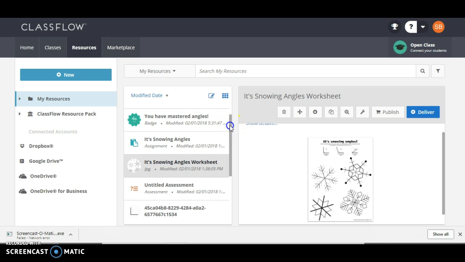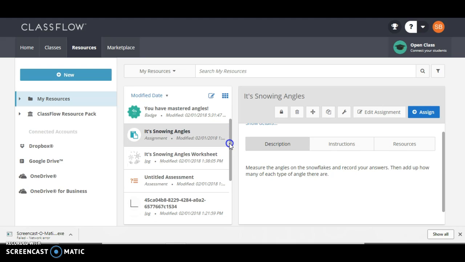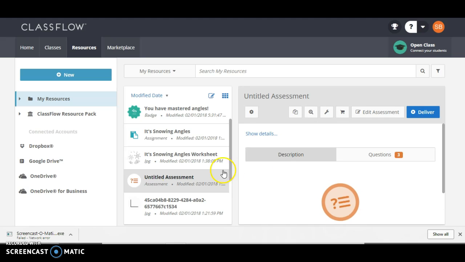This assignment on Classflow, when I assign it, is going to give them their directions right here: measure the angles on the snowflakes and record your answers. That's going to be finding the degree value, working with those protractors, and then adding up how many of each type of angle there are, so that they're able to process through that. After they do their activity, they're going to do an assessment.